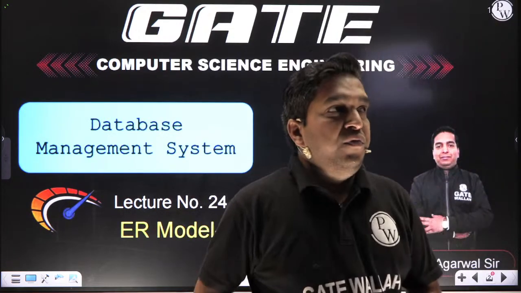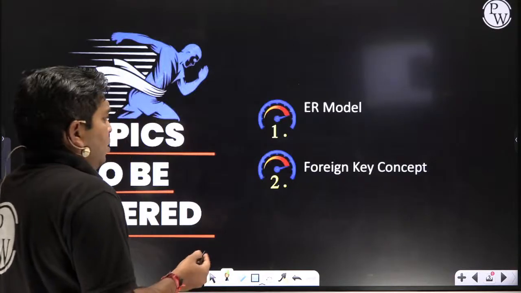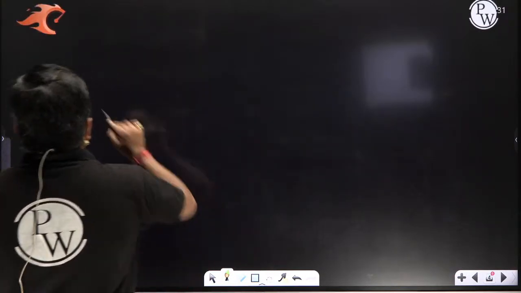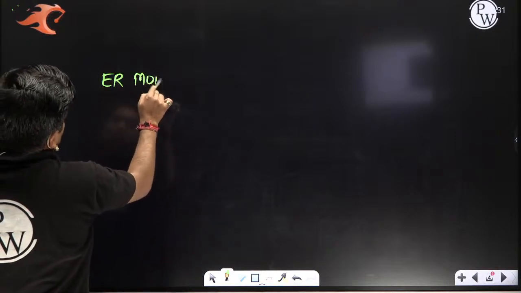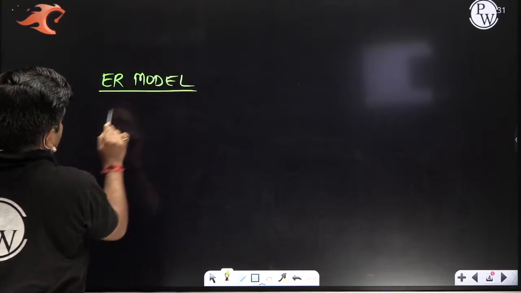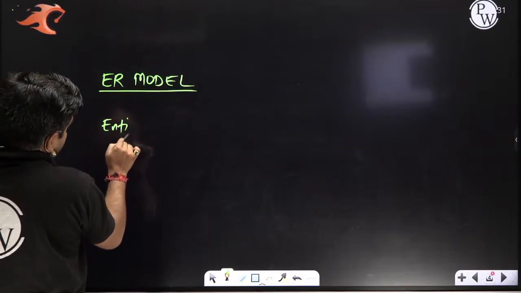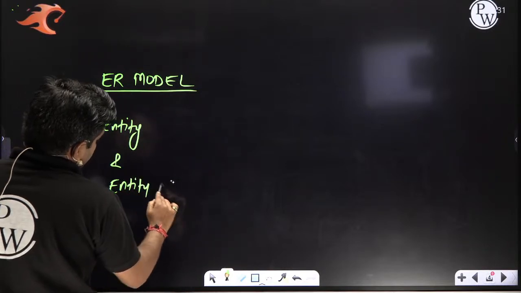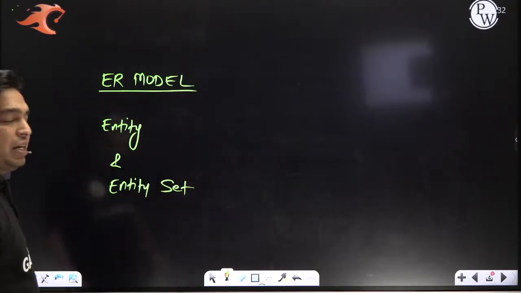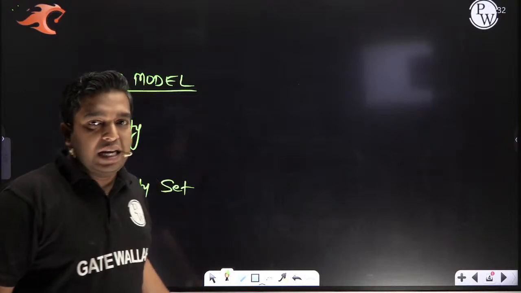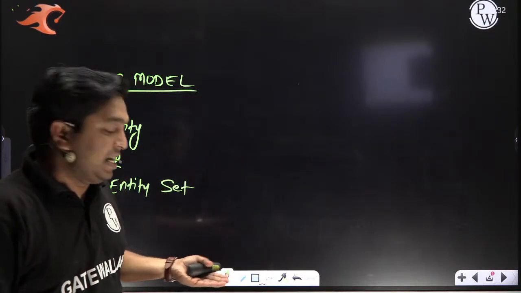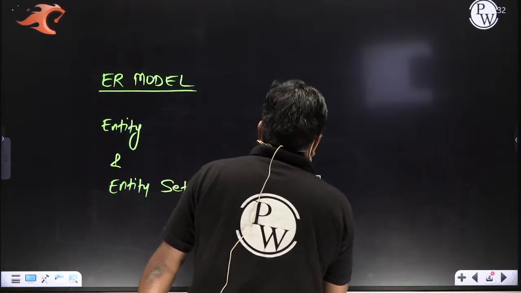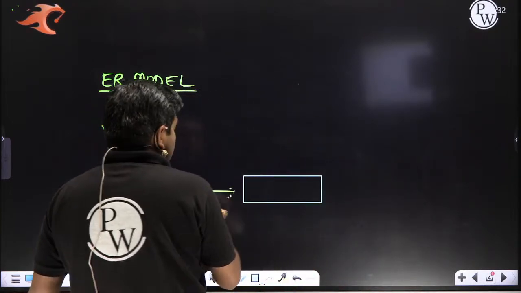Now, without wasting time, we are going to start. Today, we are going to discuss ER model part 2, ER model and foreign key concept. So, what we have done till now, we are discussing the ER model. In the ER model, entity relationship model, we discussed the meaning of entity and the meaning of entity set. Entity set means a collection of similar entity, and it is denoted by a rectangle.